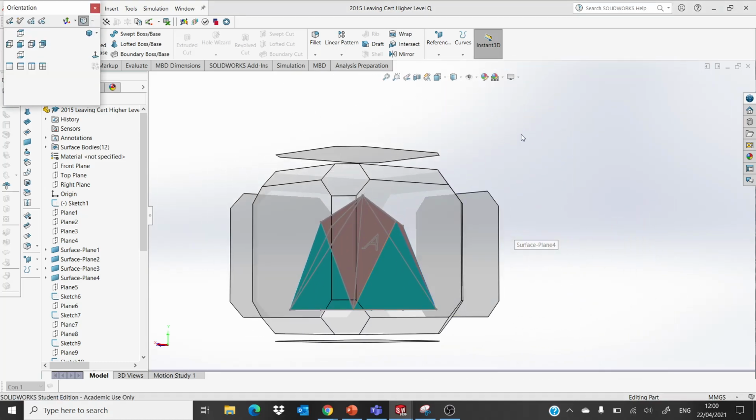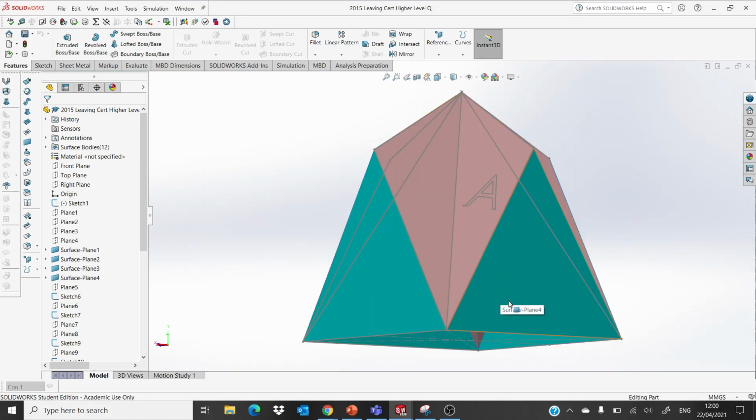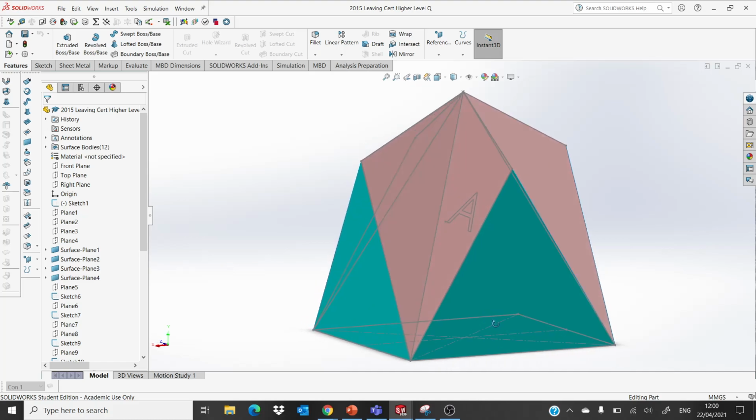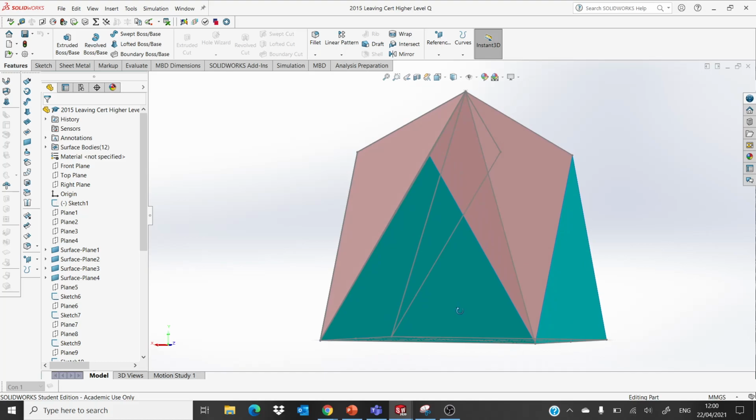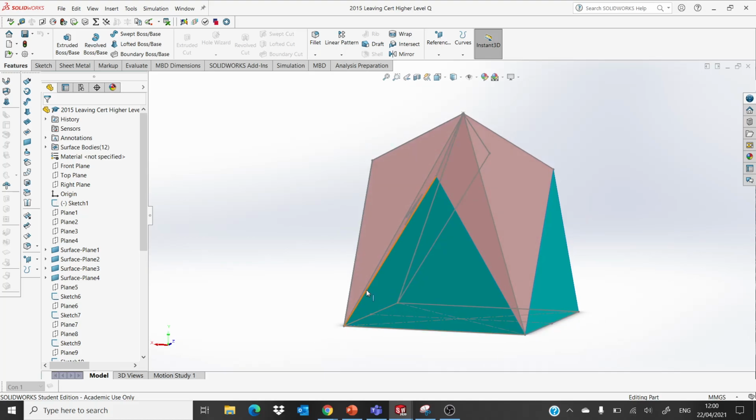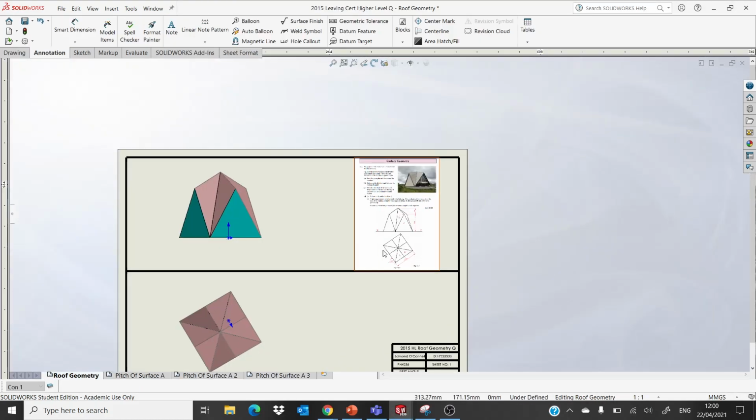What we're really looking to find is the angle produced by surface A to the ground. There's going to be an angle between here and there. So, okay, let's go back to my drawing files.